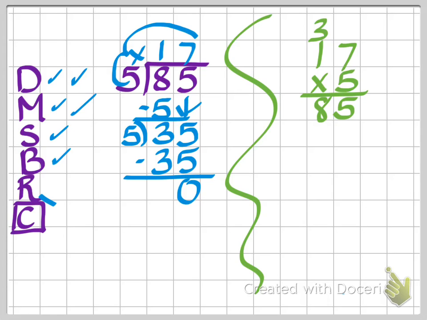And here is where this handy dandy little box comes into play, because I have you put a box around that answer, around that product, and I have you put a box around your dividend, and I have you connect them to remind you that they actually have to be the same. When they're the same, that means you have the correct answer.